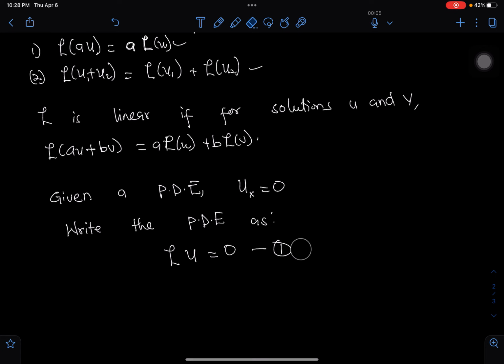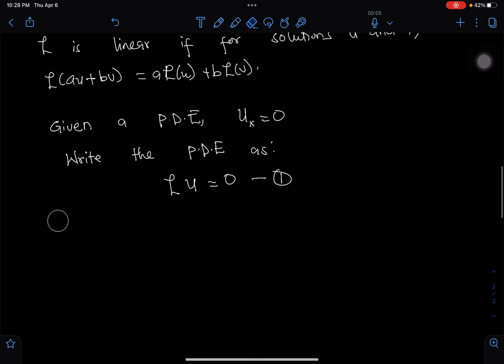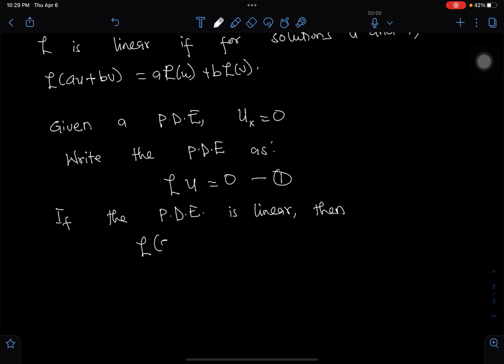So if the PDE is linear, then we expect that L of a u1 plus b u2 should be equal to a L u1 plus b L u2. So that's what we want to know.